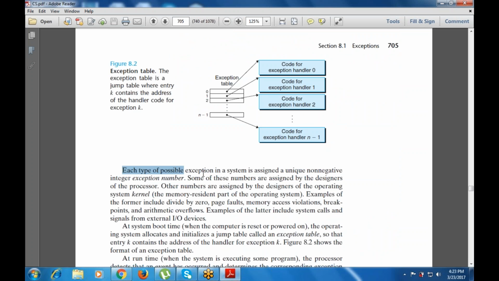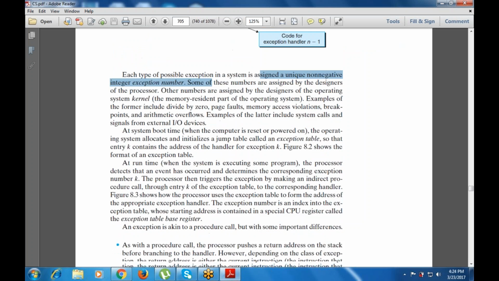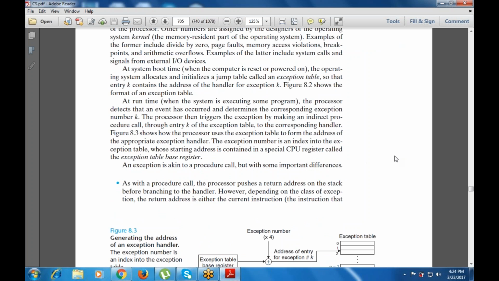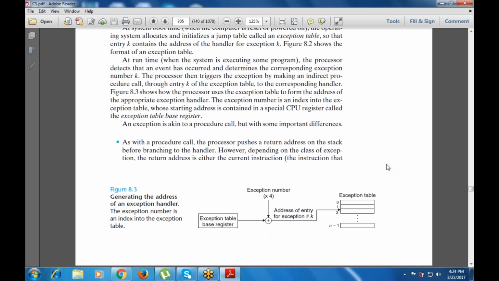Each type of possible exception in a system is assigned a unique non-negative integer exception number, and some of these numbers are assigned by the designers of the processor. Others are assigned by the kernel, which is the memory resident part of the operating system. That is also known as the exception table, or the exception table base register, which is used to generate the addresses of the exception handlers. The exception table base register is a CPU register used with the exception table to form the address of the appropriate exception handler.